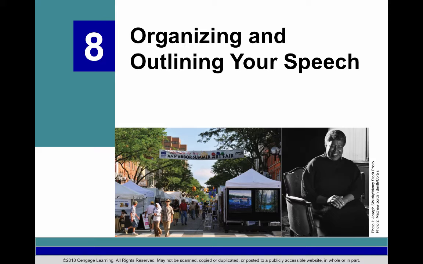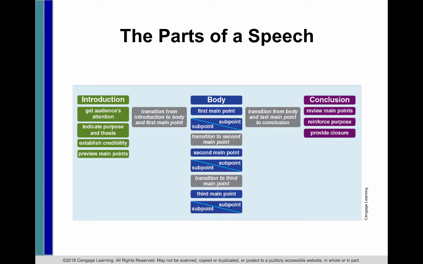Okay, let's talk about organizing and outlining your speech. Back in Chapter 1, we discussed the 5 canons of rhetoric, one of which is arrangement. This has to do with how to organize your speech so that you most effectively get your ideas across to the audience. A well-organized speech keeps you on track as well.